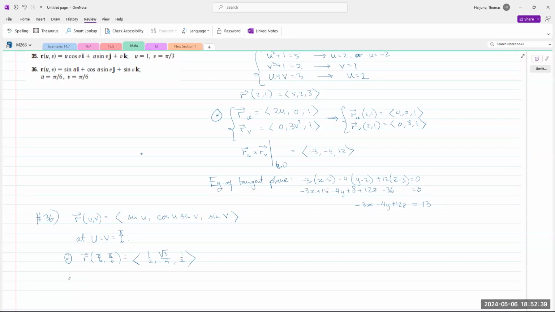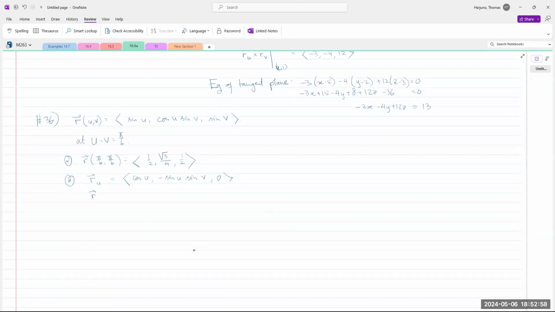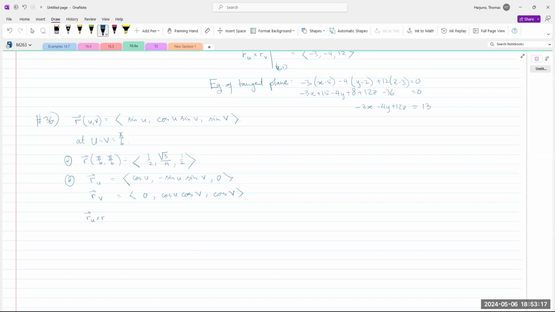Now then, how about the r sub u? r sub u will be cosine u, negative sine u sine phi, comma 0. Okay, and then r sub phi will be 0, cosine u cosine phi, cosine phi. So the cross product, or you want to plug in pi over 6 first? Let's do that first then.